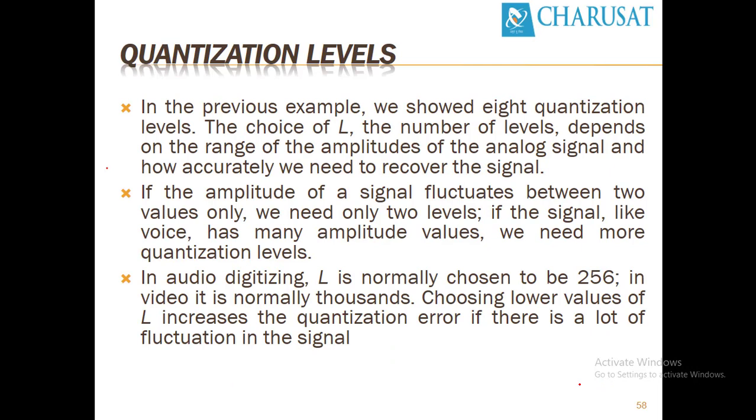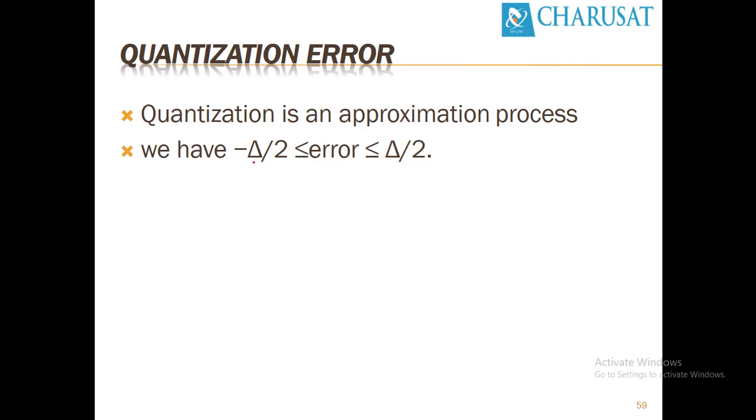So how many quantization levels? That depends on what kind of accuracy we want. If you want more accuracy, so that our received signal is the same as the original sender's, we must go with a larger number of quantization levels. In the earlier case, it had 8 quantization levels. If we go up to 16 quantization levels, we will have better accuracy. So that depends on what kind of accuracy we want. Quantization error normally will range from minus delta by 2 to plus delta by 2.